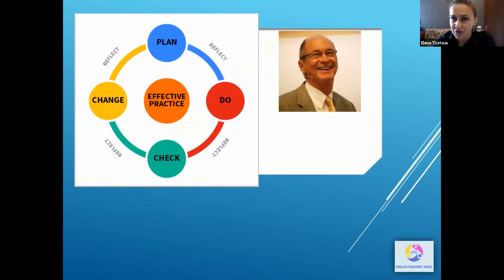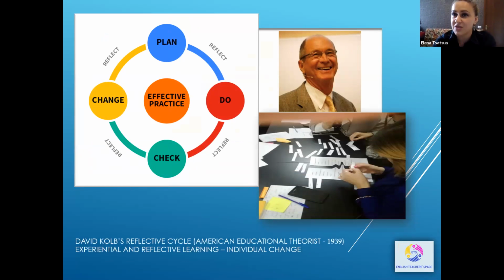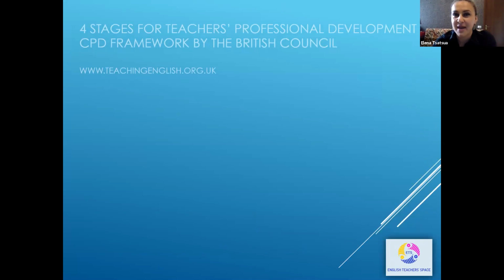I started to implement my project on the basis of David Kolb's reflective cycle. This is an experiential and reflective learning approach where individuals can change. So this consists of 4 stages: planning, doing, checking, and changing. As for me, just to make an overall conclusion, the last stage was the most difficult, and we all know the changes really do not come so easily, especially in the regions. And I will talk about it. Why? What are the main causes?